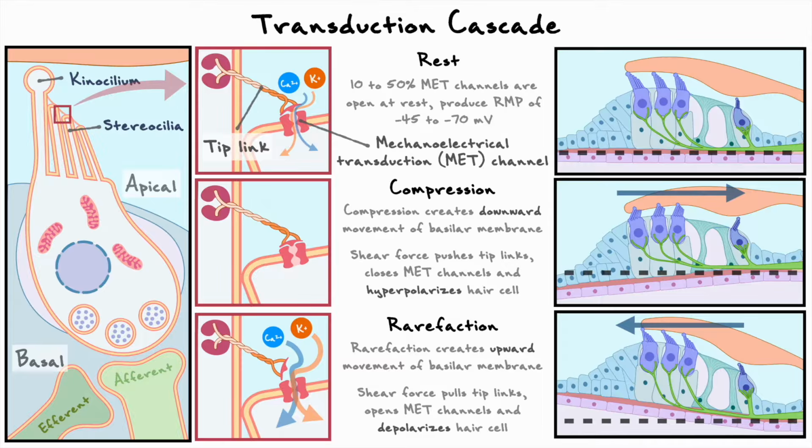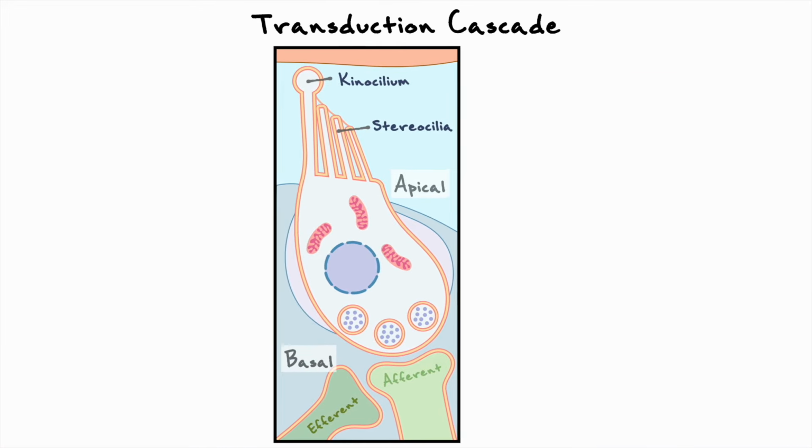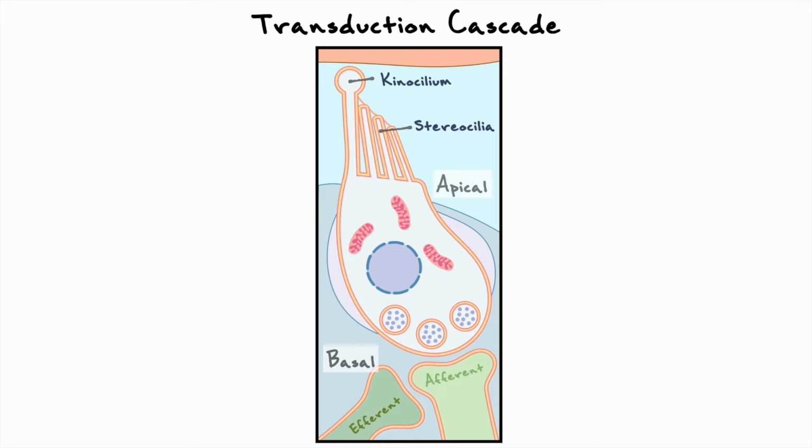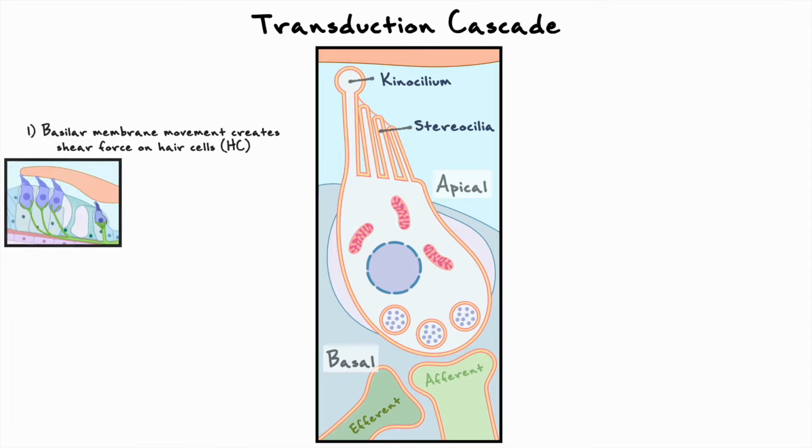Alright, now that we understand this first important step of transduction, let's add some details and see what happens in the subsequent steps. So, as we know now, basilar membrane movements create a shear force on hair cells that either depolarize or hyperpolarize them. For outer hair cells, since they are attached to the tectorial membrane, the shear force is created by the movement of the hair cells on this membrane. For inner hair cells, they are not linked to the tectorial membrane.